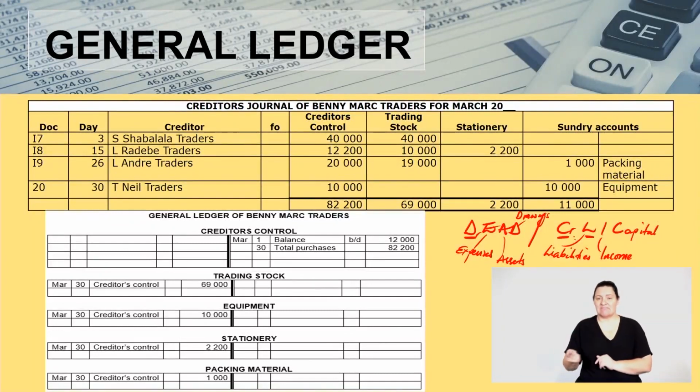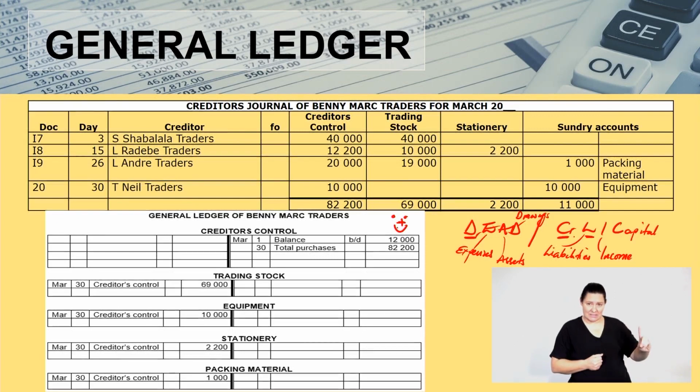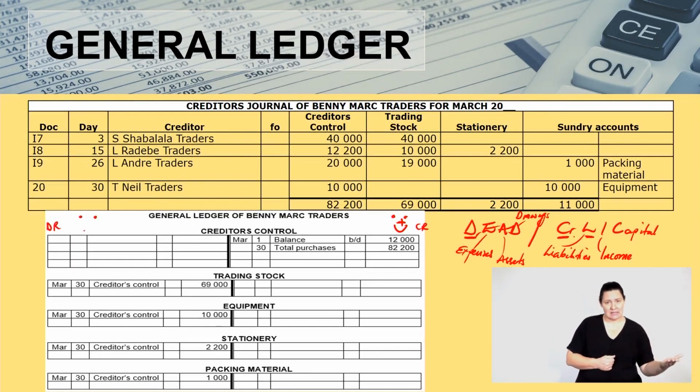Now, when we look at the creditors control, I want you to tell me, what type of an account is it? Is it an asset? Is it an expense? Is it owner's equity? Is it a liability? Definitely, our creditors control is a liability. That means it's going to increase on what side? On the credit side. That means when you come to the credit side here, you will find a plus. But on the debit side, so remember, this is my credit side, and this becomes my debit side. On the debit side, my account will decrease.